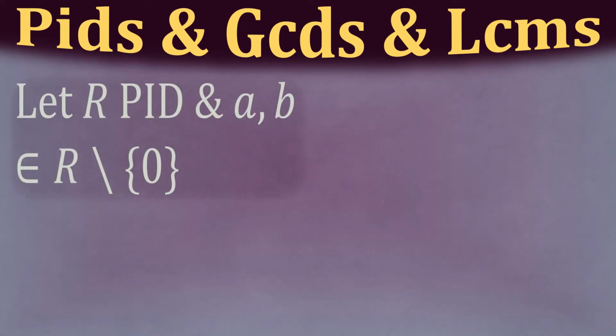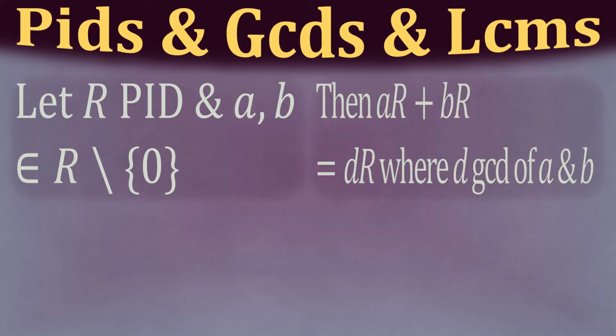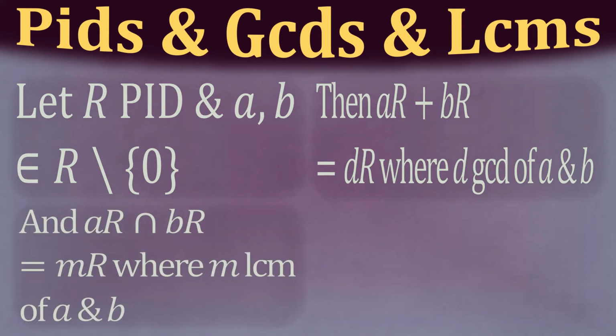Now, let's describe how PIDs relate to GCDs and LCMs. Let R be a PID and let A and B be in R without 0. Then AR plus BR is equal to DR, where D is a GCD of A and B, and AR intersect BR is equal to MR, where M is an LCM of A and B.